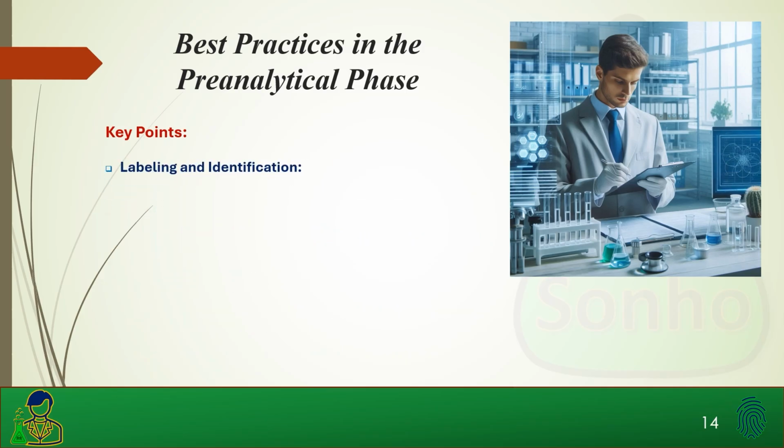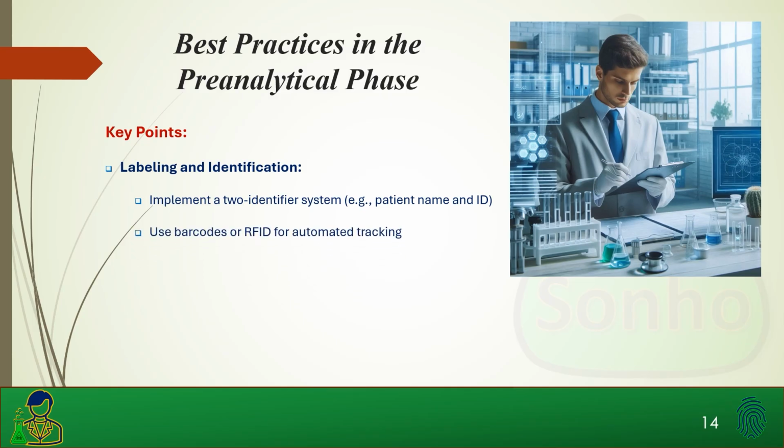Also, labeling and identification. Implement a two-tier identifying system: patient name, patient ID. Use barcodes or RFID for automated tracking. This helps to eliminate errors in labeling.